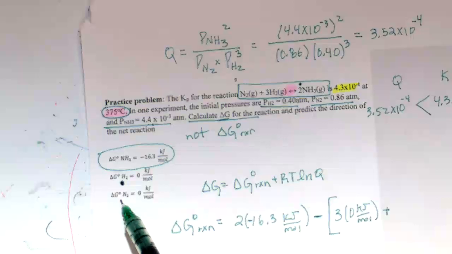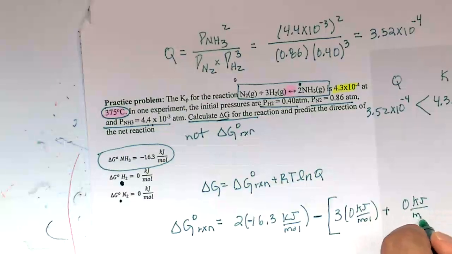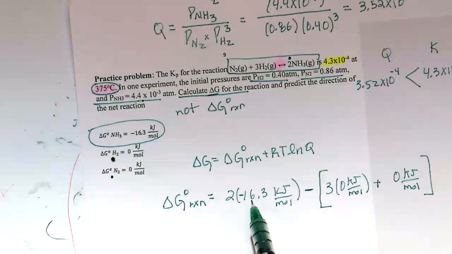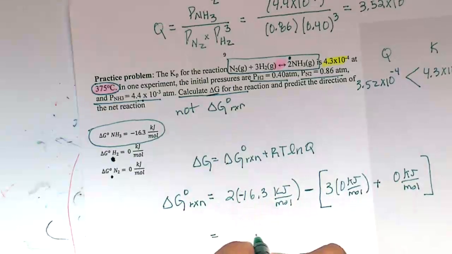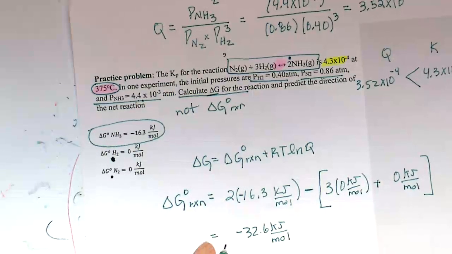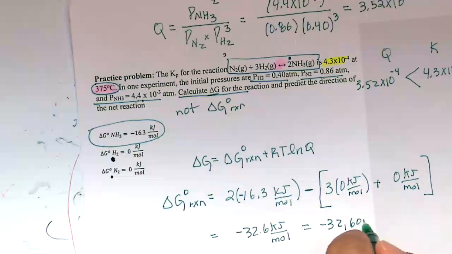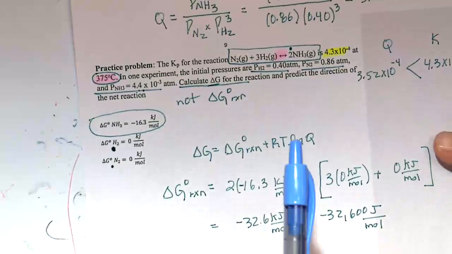Plus N2. That's for 1 mole. How many moles do we have? 1. So 2 times negative 16.3 minus 0, minus 0. Don't forget to distribute the minus sign. This gives me minus 32.6 kilojoules per mole. I'm going to convert that to joules per mole, because my R is in joules per mole.